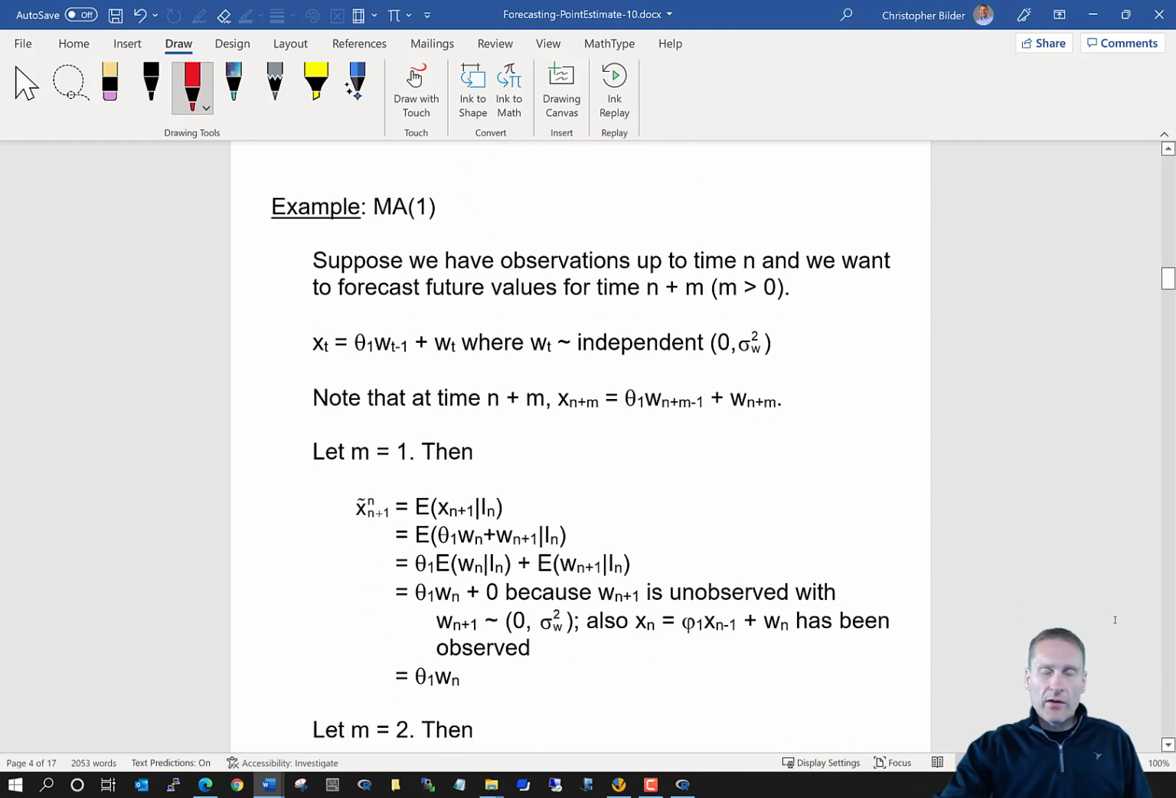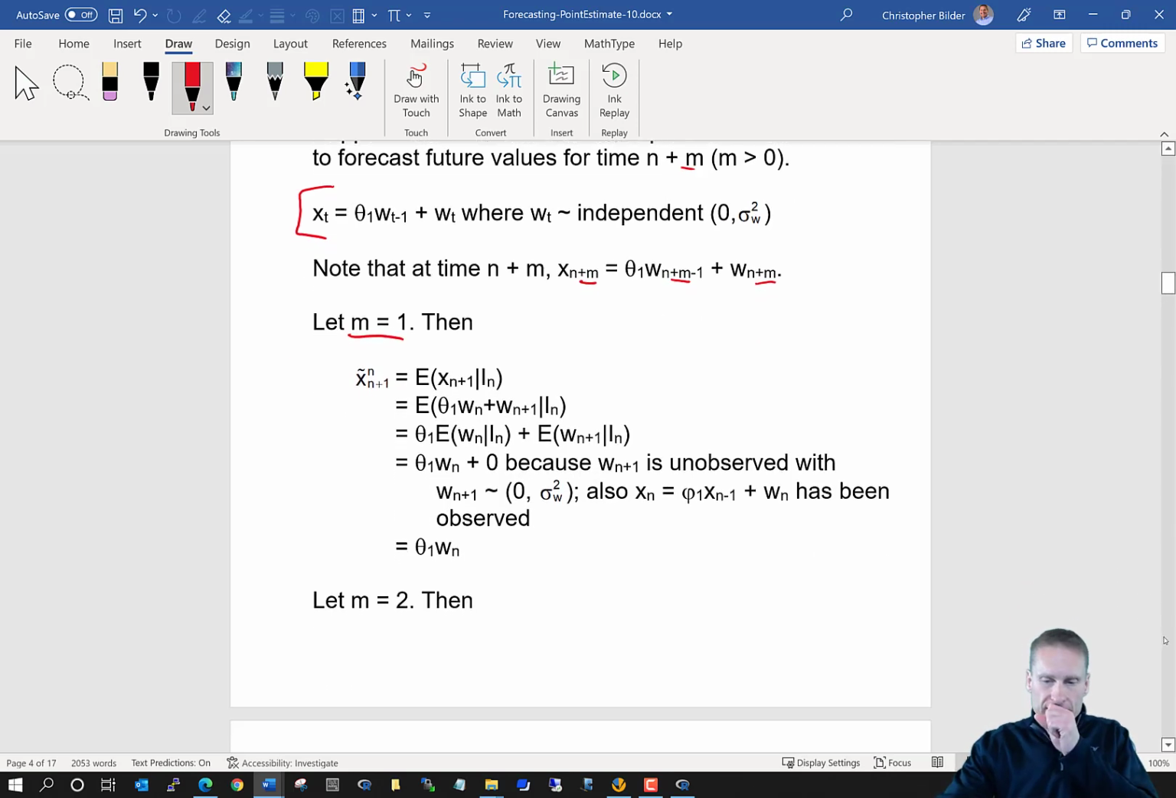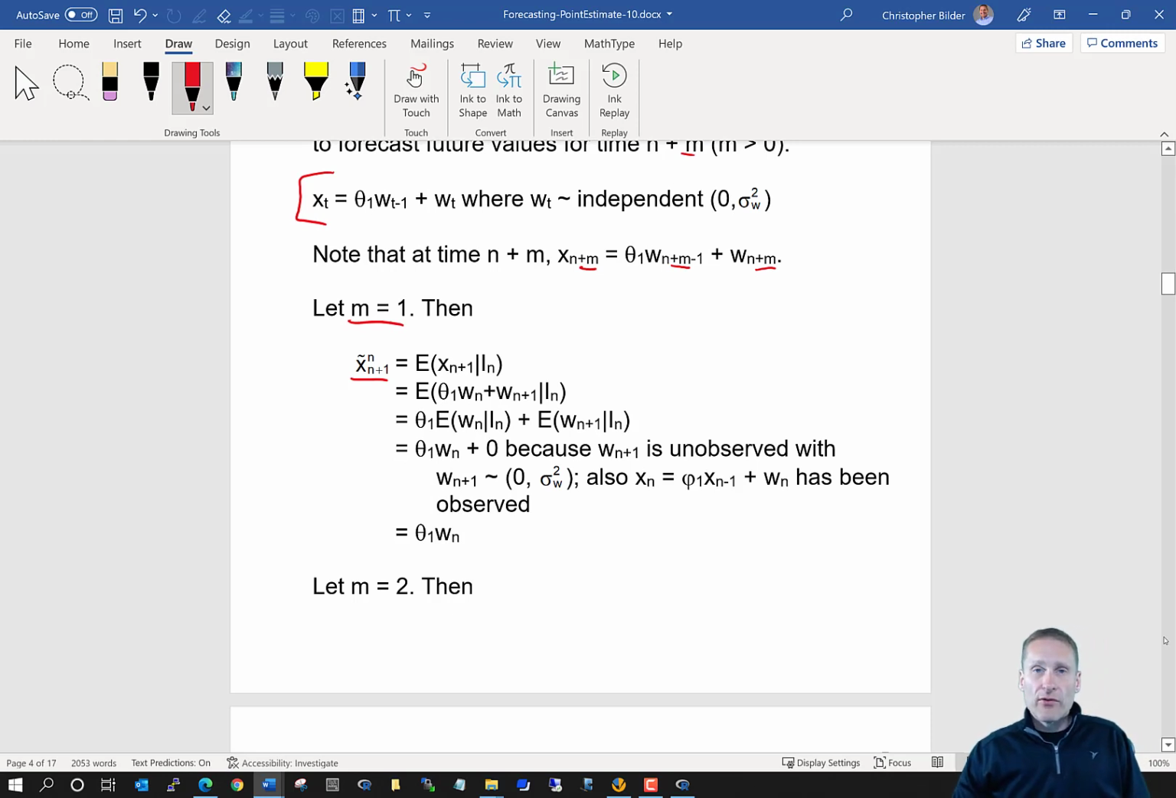Okay, so that was an AR1. Let's take a look at a moving average 1 model. Again, I'm interested in, let's say, m time points into the future. This is what the MA1 model looks like. If I were to write everything in terms of m time points into the future, I replace the t with n plus m. And so if we let m equal 1, let's look at what happens. My first forecasted value, x tilde sub n plus 1, based upon information up to time n, is again just simply the expected value of x sub n plus 1 given my past information. I then put in my model where everywhere I had a t before, I'm going to put an n plus 1.